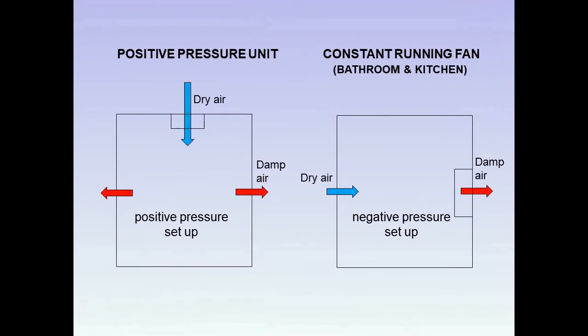So the positive pressure unit then sets up a positive pressure internally, bringing in the drier air from the outside via the eaves, and this pushes out the damp air in the building as a whole. Constant running fans, such as ones used in a bathroom and kitchen, are designed to, for want of another word, suck out the damp air or push out the damp air, and it's replaced with drier air from other parts, including the outside, because a negative pressure is set up and the dry air moves in.